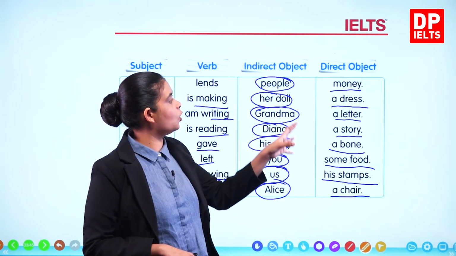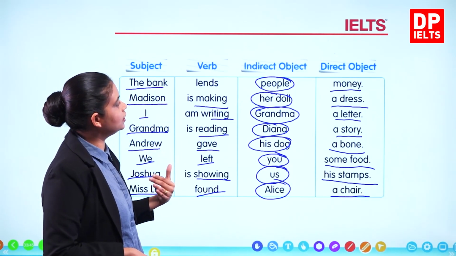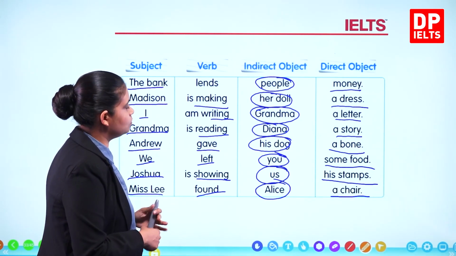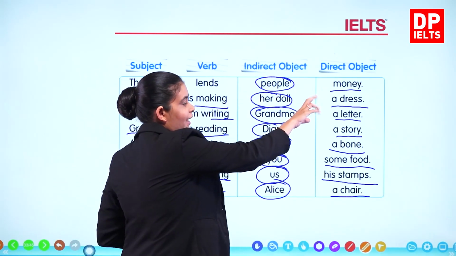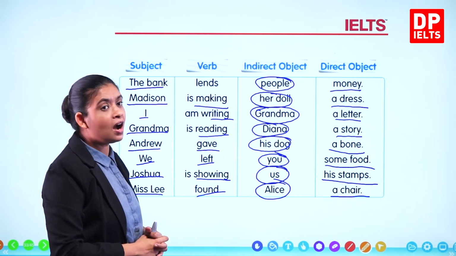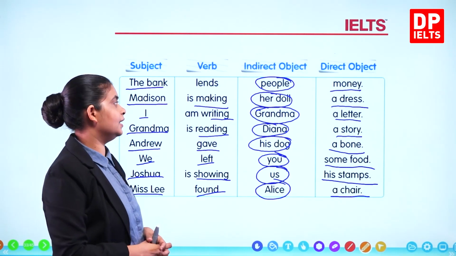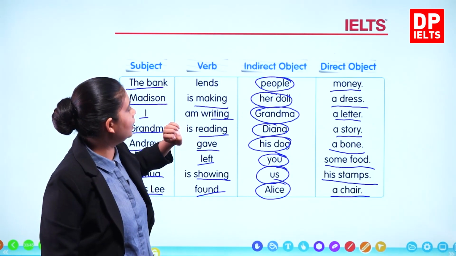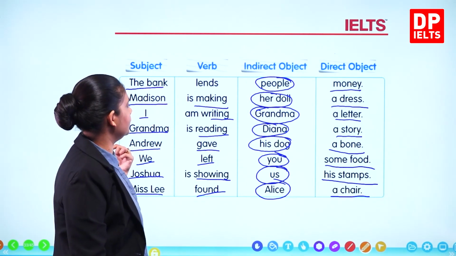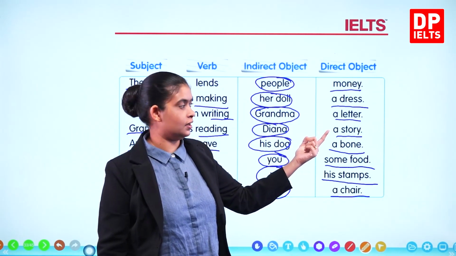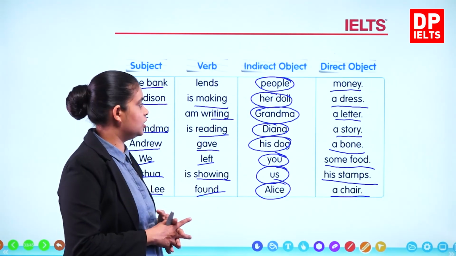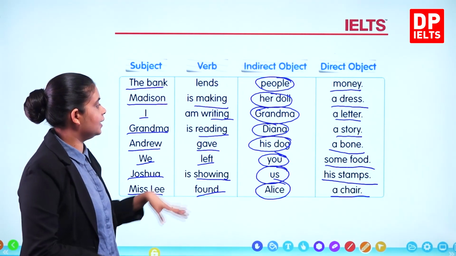Madison is making her doll a dress. Madison is making a dress for her doll. Who is making it? Madison. So Madison is the subject. What is she making? A dress. That is the direct object. Making is the verb. For whom? Her doll. So her doll is an indirect object. I am writing grandma a letter. Who is writing? I. What is being written? A letter. To whom? To grandma. So grandma is the indirect object. Since writing is an action, it is a verb.